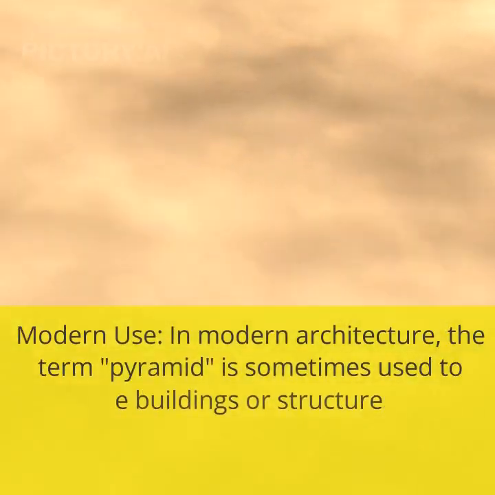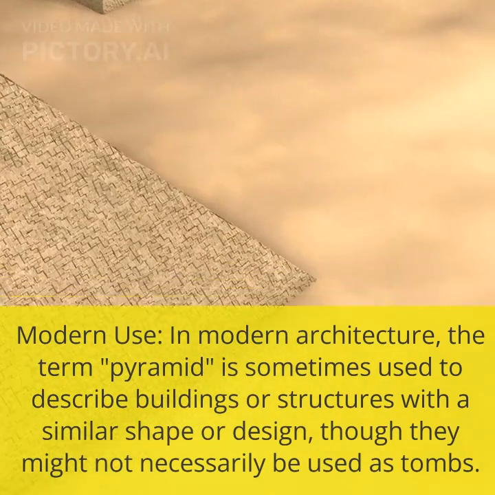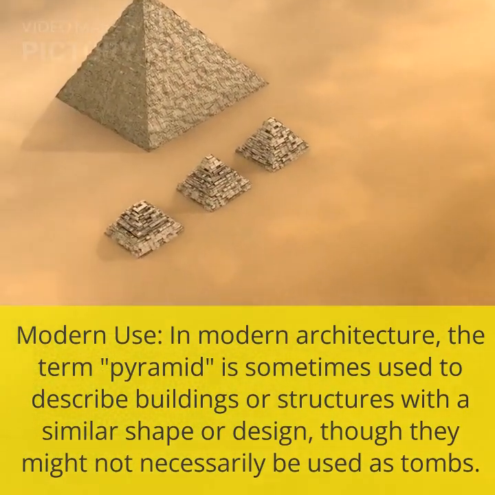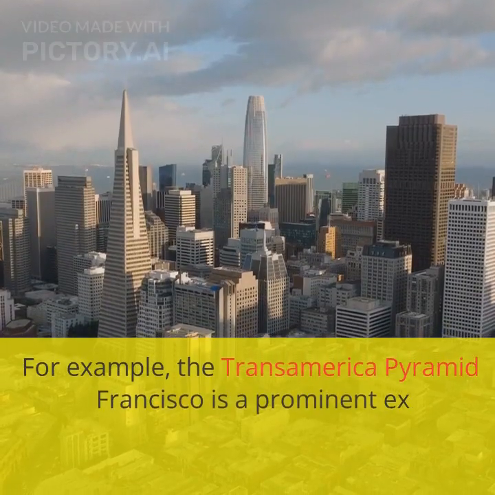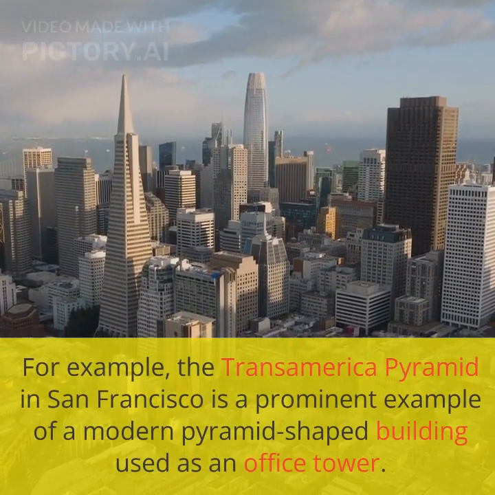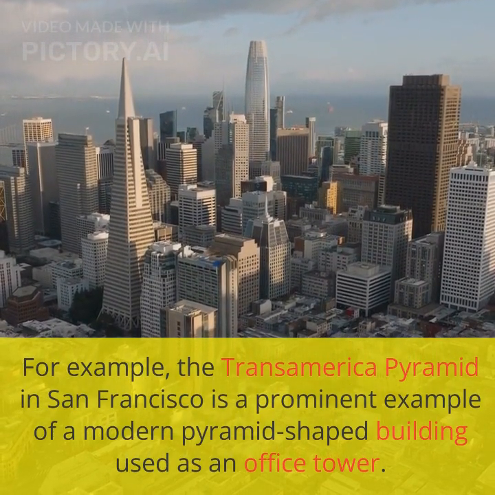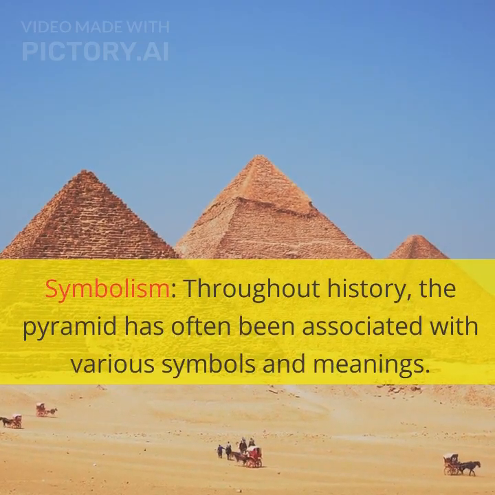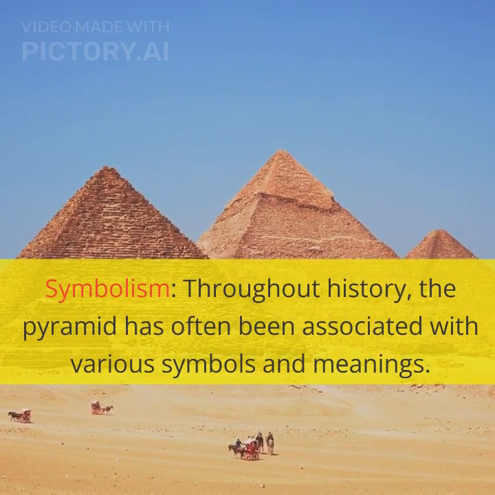Modern use. In modern architecture, the term pyramid is sometimes used to describe buildings or structures with a similar shape or design, though they might not necessarily be used as tombs. For example, the Transamerica Pyramid in San Francisco is a prominent example of a modern pyramid-shaped building used as an office tower. Symbolism. Throughout history, the pyramid has often been associated with various symbols and meanings.